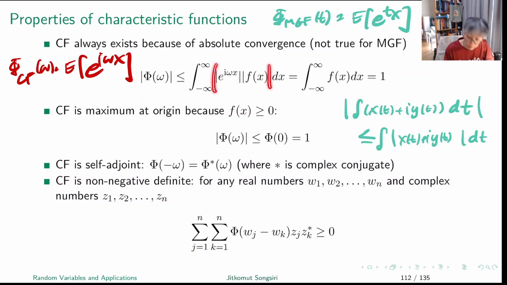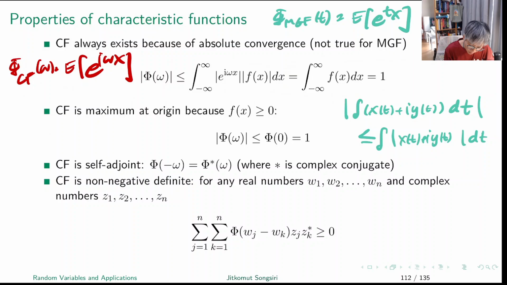This is a modulus in terms of the complex number. But because the modulus of e to the i omega x is always 1, since omega and x are real numbers, that ends up with the integral of the density function, which is 1. That means your CF is always bounded by 1. It never diverges. So this is a first property of the CF that is different from the MGF; this is not true for the MGF.